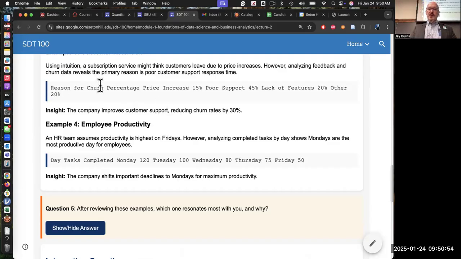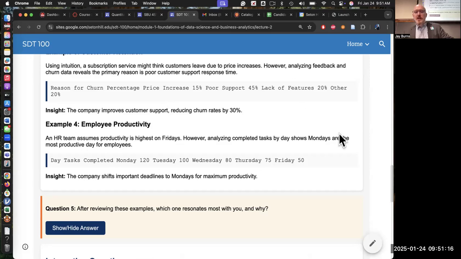So, reason for churn, percentage: price increase, 15%. So 15% leave because of a price increase. Poor support, 45%. Lack of features, 20%. Other, 20%. And I think actually that adds up to 100%, if I did that correctly.